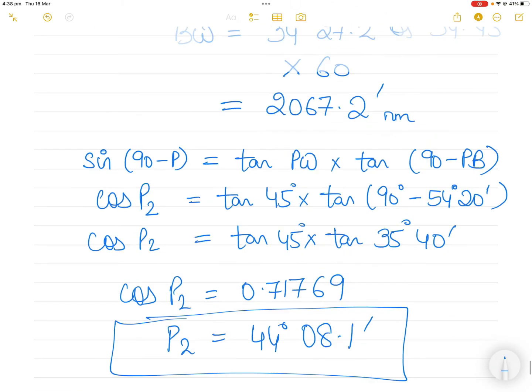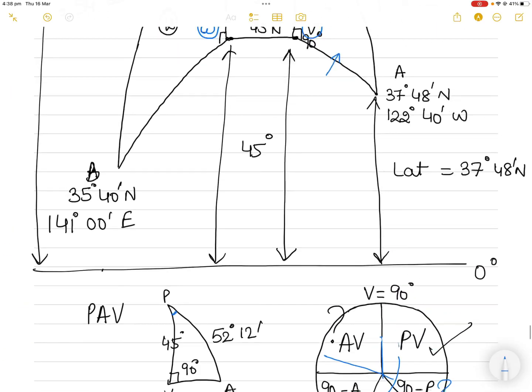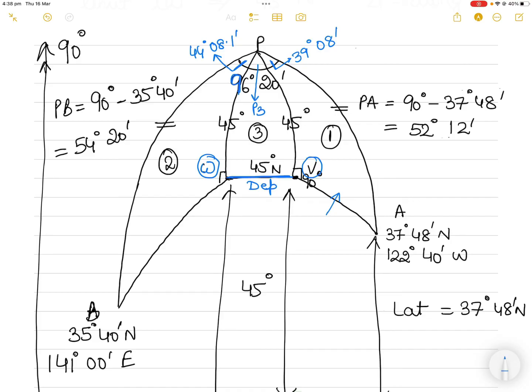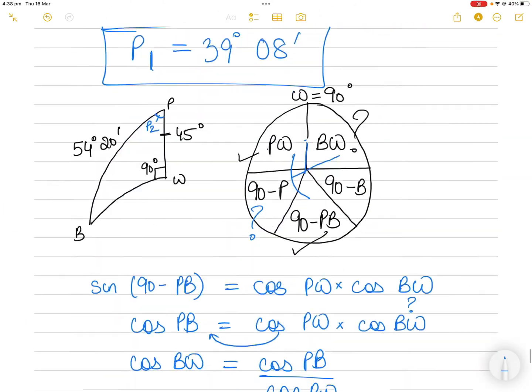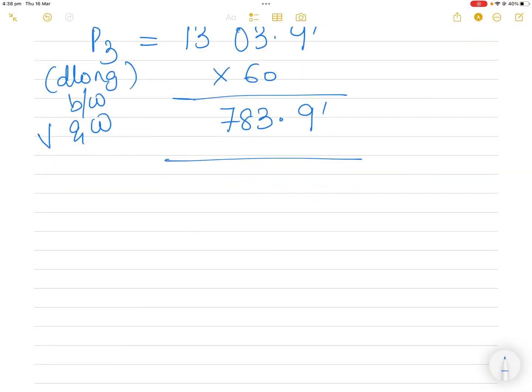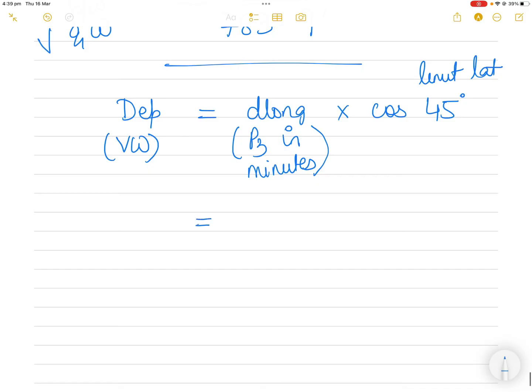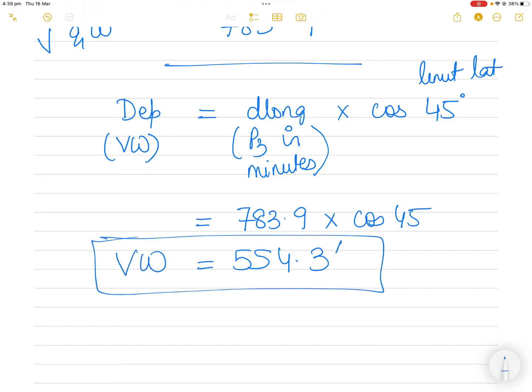Alright, now what have we learned in plain sailing, or rather parallel sailing, is that if I want to calculate the east-west distance between two positions, in this case V and W, this is called departure. What is the formula? Departure equals D long, which is P3 in this case in minutes, multiplied by cos of latitude. Latitude is 45 degrees, right? So I had to find the D long between vertices. So in this case departure is VW, equals D long, which is nothing but P3 in minutes. Because I need the D long between V and W, that's why I calculated P3, multiplied by cos of latitude, which is 45 degrees, which is the limiting latitude in this case. Right, so this will give me D long 783.9 in minutes, multiplied by cos of 45 degrees, and I get 554.3 nautical miles VW.